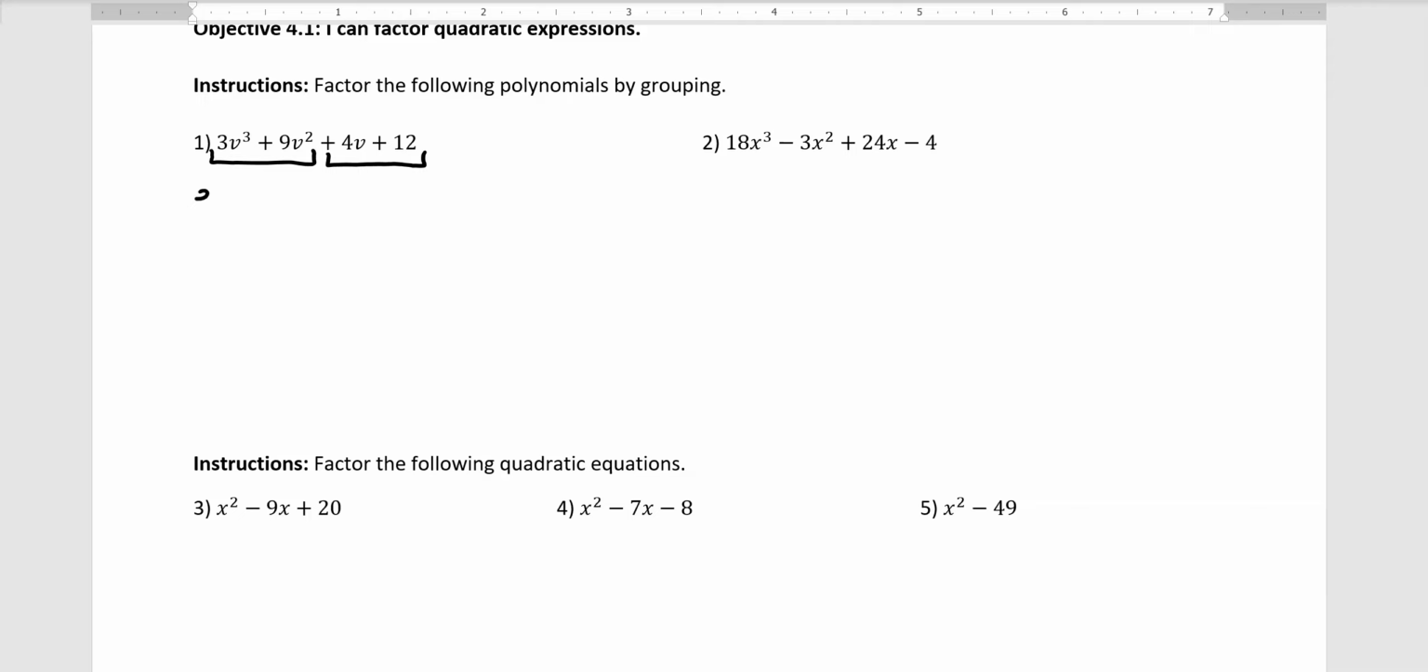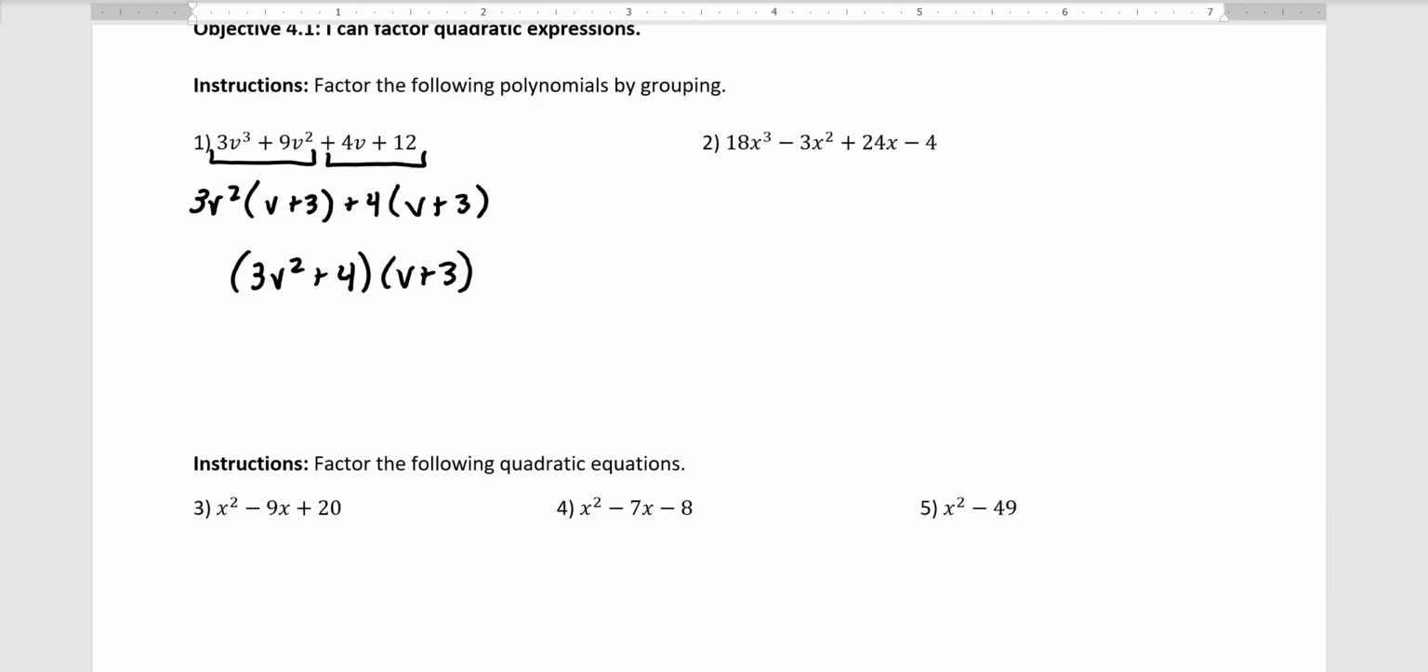So this first one, I can factor out 3v squared. I'm left with v plus 3. The second one, I can factor out 4. I'm left with v plus 3. And then I just combine my outside terms. So I'd have 3v squared plus 4 times v plus 3.